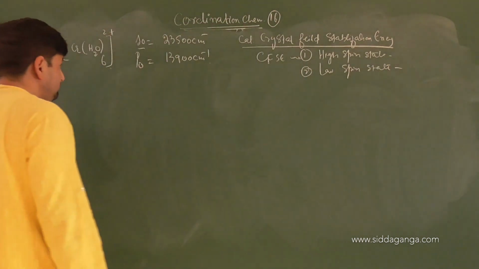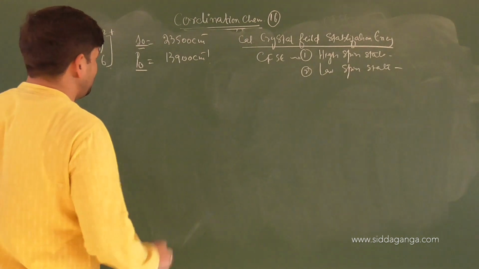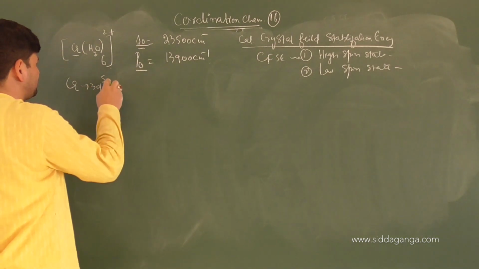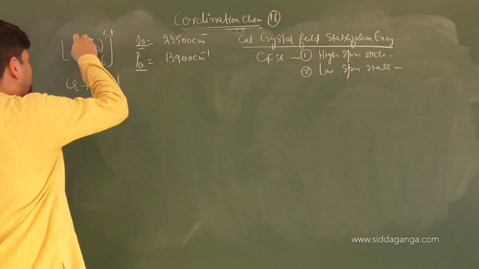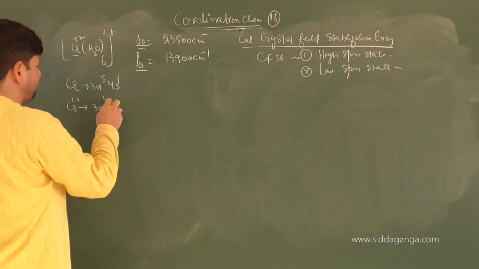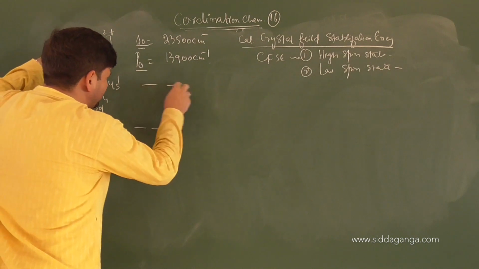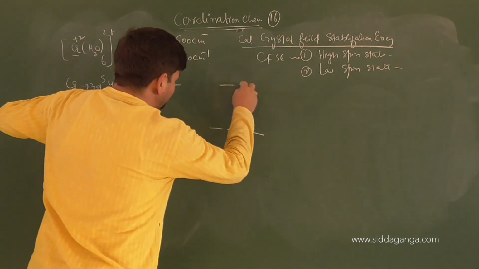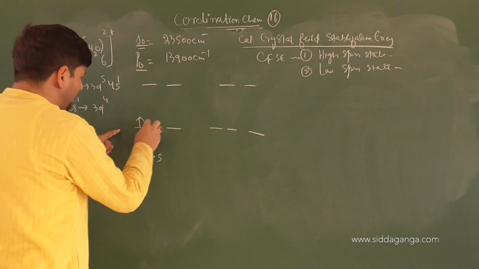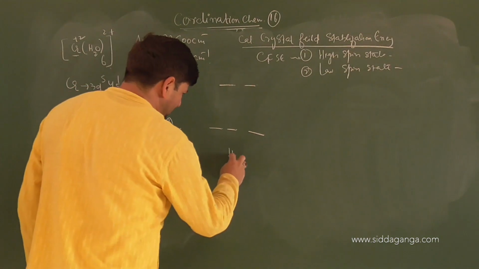Very simple. We have been given delta 0 and the pairing energy in both cases, right? So it is for one complex only. Now chromium is 3d5 4s1. It has lost 2 electrons because the oxidation state of chromium is +2. So Cr2+ will be 3d4, 1 from s and 1 from d. According to the crystal field approach, it will be the t2g set and then the eg set. If it is low spin, in the low spin state there are total 4 electrons, and one of the electrons will pair up. Yes. In the high spin state, what will happen?